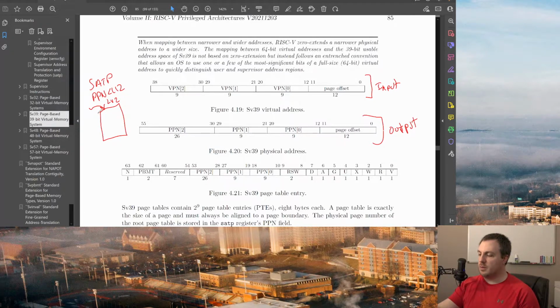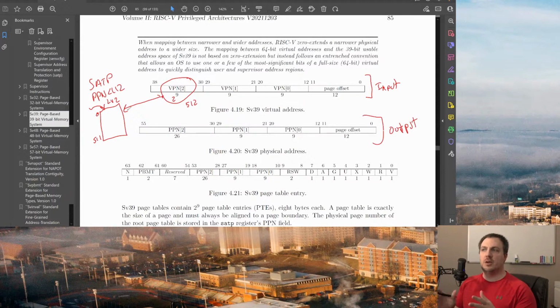So remember that this goes from 0 to 511. Now the thing we have to figure out is, how do we actually index into this table? Well, that's where the virtual address comes from. The VPN, if you figure out, is 9 bits, and 2 to the 9th is actually 512. So the VPN2 here is the index into the level 2 page table.